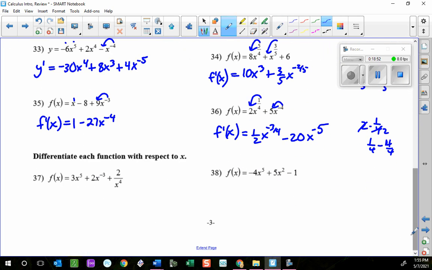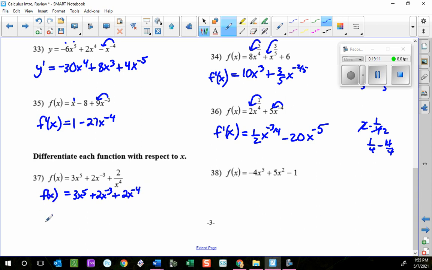Okay, and these two at the end here, they are similar, it's just I wanted you to be able to put that in the right form. So remember that this piece right here, 3x to the 5th plus 2x to the negative 3, this piece you would change to 2x to the negative 4. So that's still my function.